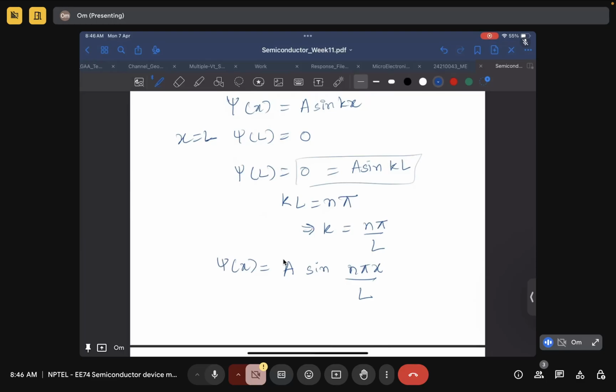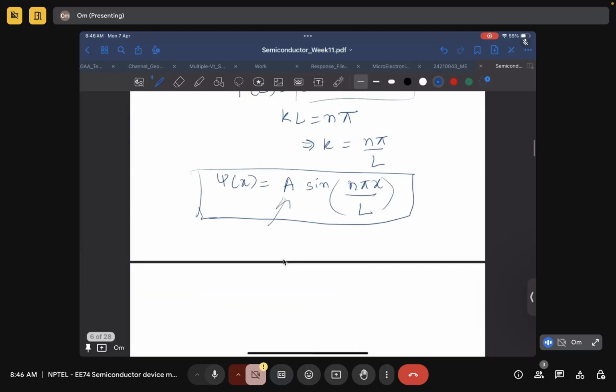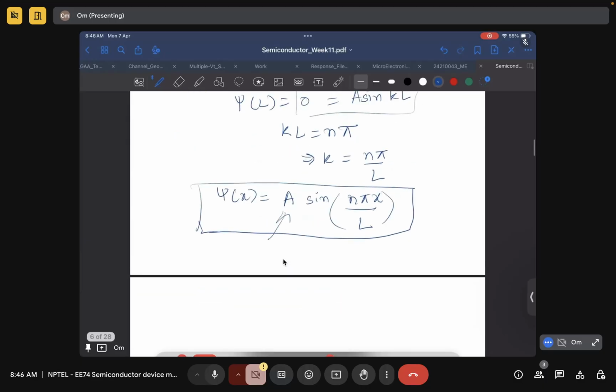It is psi x. L is your constant. So this is your psi x. But we still do not know A. But we know the solution is of this form. So to find A, we'll use the normalization condition.